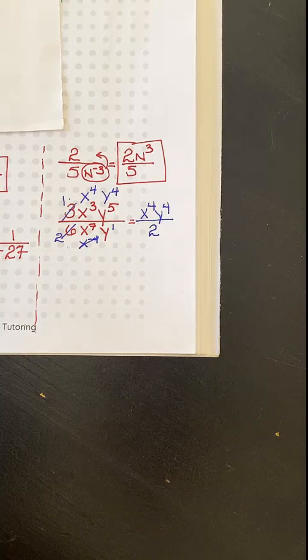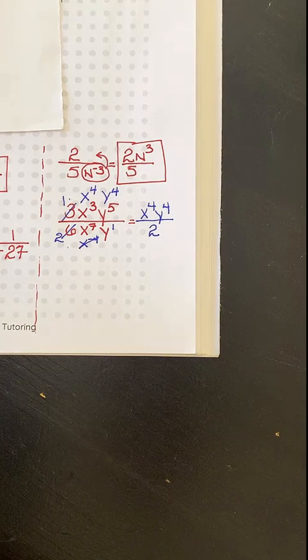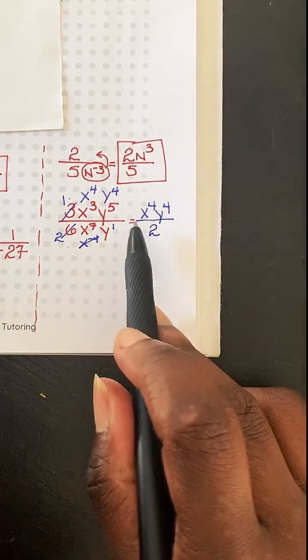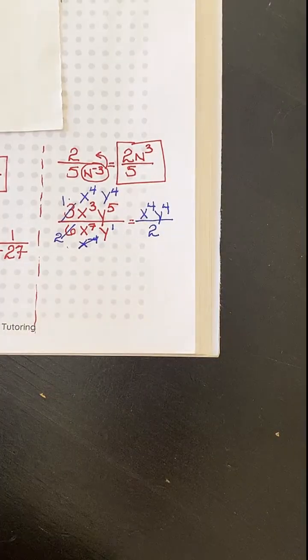All right. So if you want to put the 1 in front of the x, you can. That's fine. But remember, if there isn't a number in front of any of the variables, it's always assumed to be a 1.